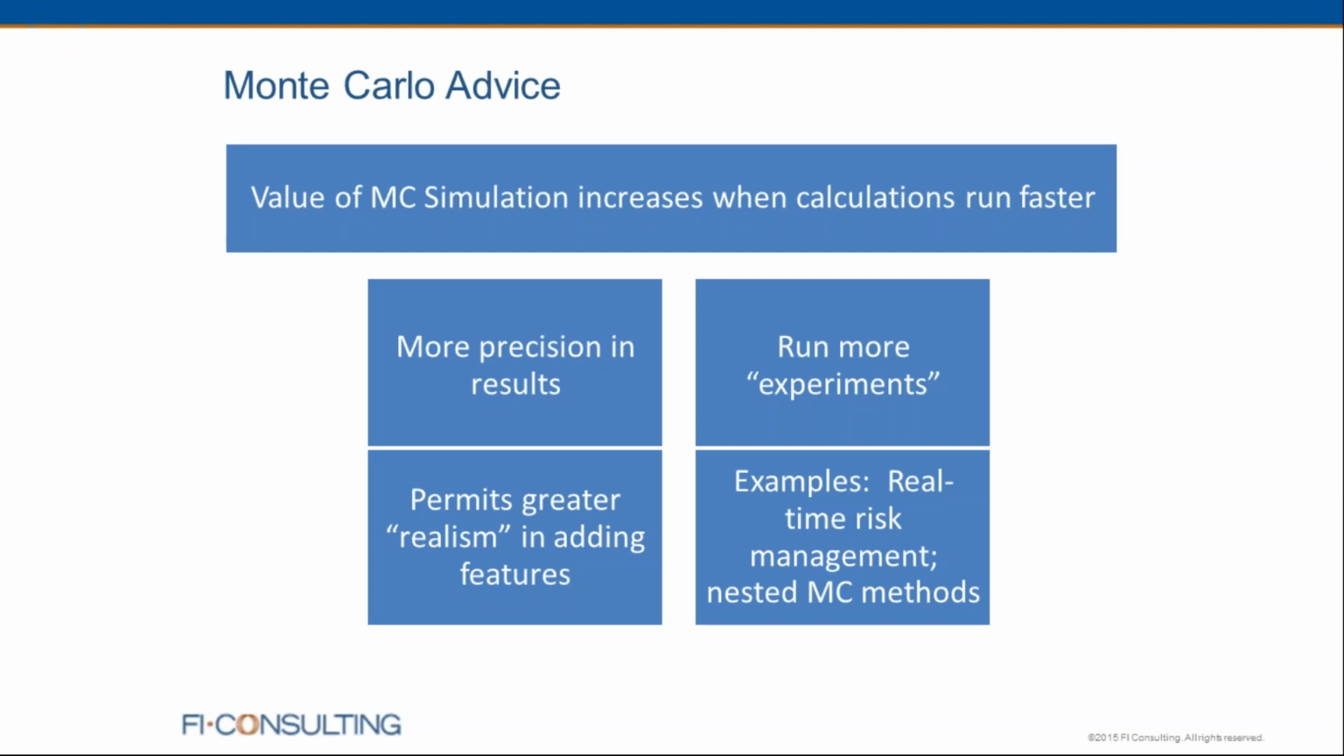For example, more precision in results. When you're running Monte Carlo trials, if you're fast enough at one setting, you can increase the number of trials and get more precision. But one of my favorite reasons is what I call run more experiments.